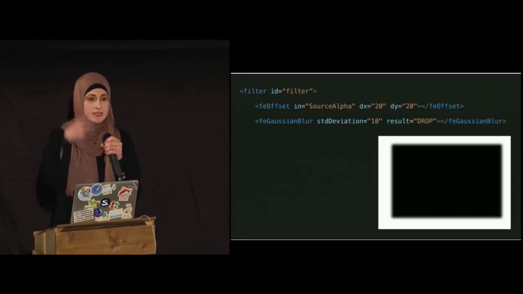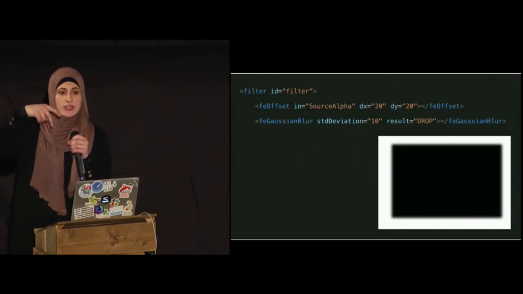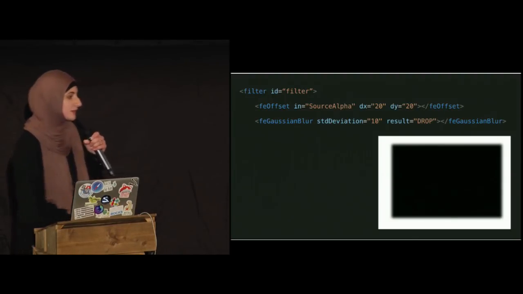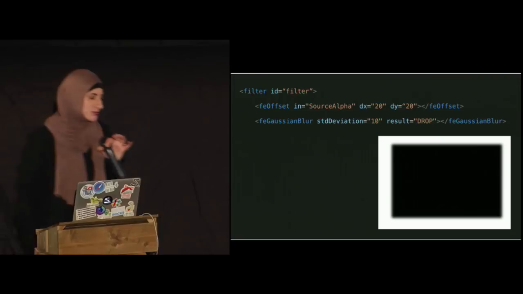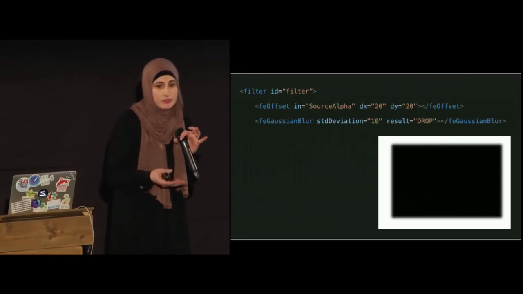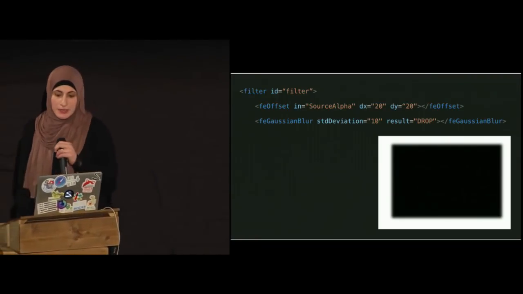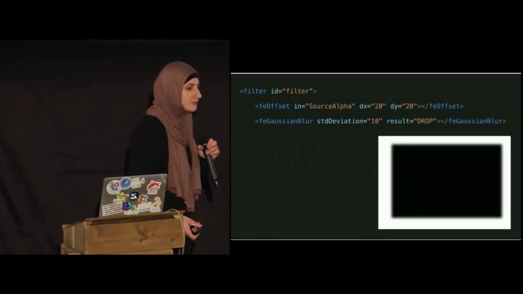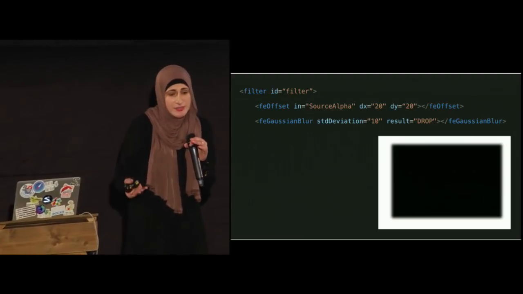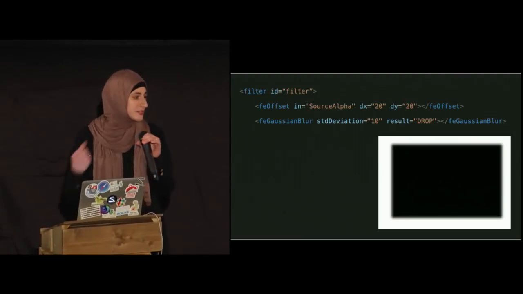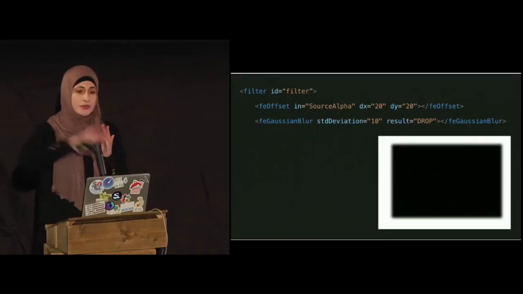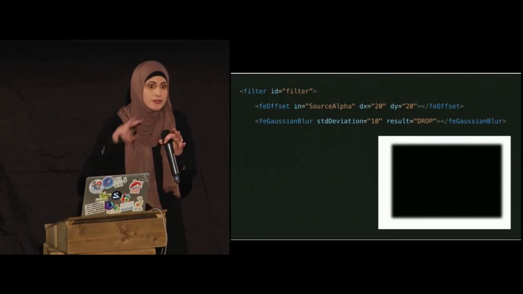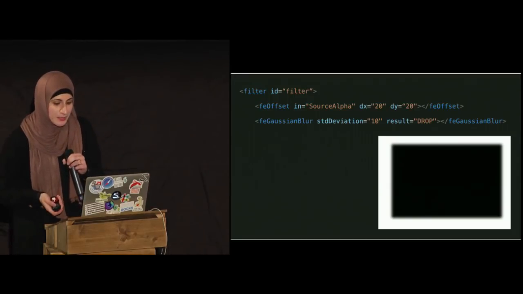So you specify dx and dy, and then the dx and dy will move the image on the x and y axes respectively. This offset filter is most important in effects like creating drop shadows, and this is why we're using it here now. And then the second one is the Gaussian blur effect. The Gaussian blur takes a standard deviation, which specifies the amount of blur that you want to use. You can specify one number only, which creates a uniform blur, or you can specify two numbers if you want to create only horizontal or vertical, or different horizontal and vertical effects.